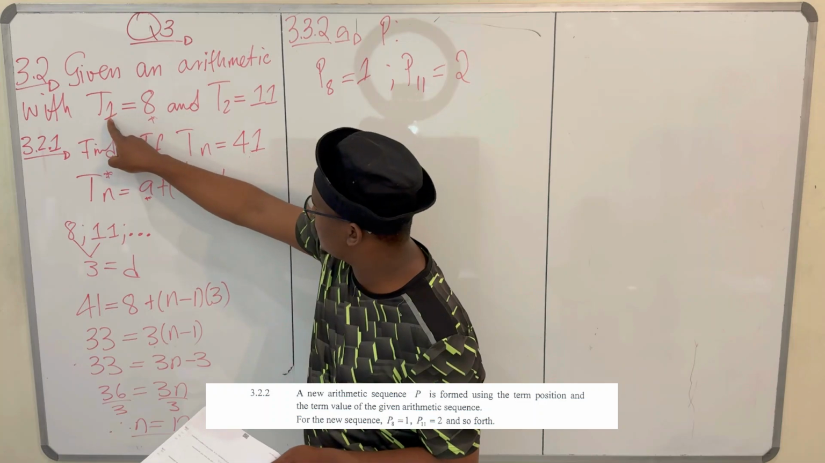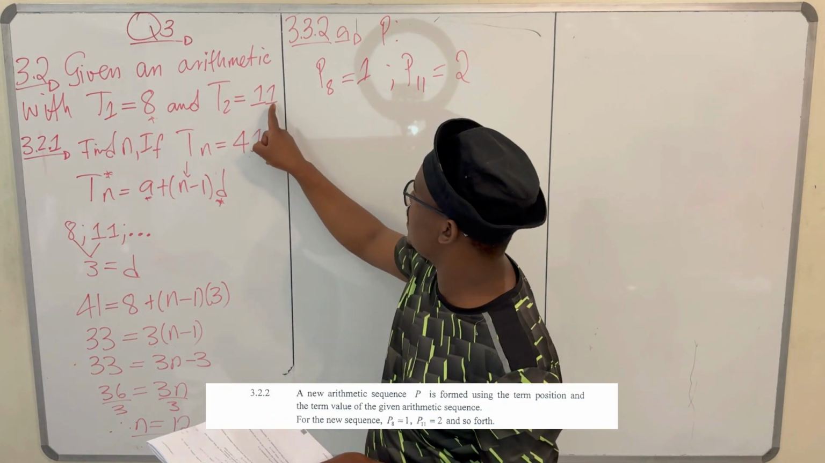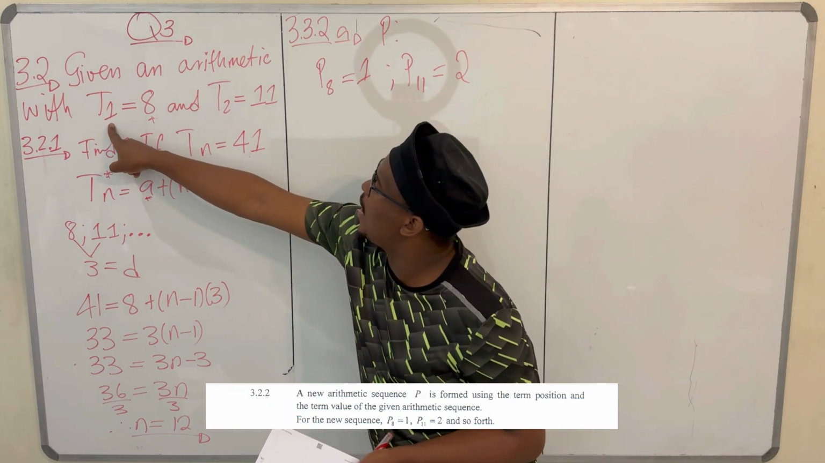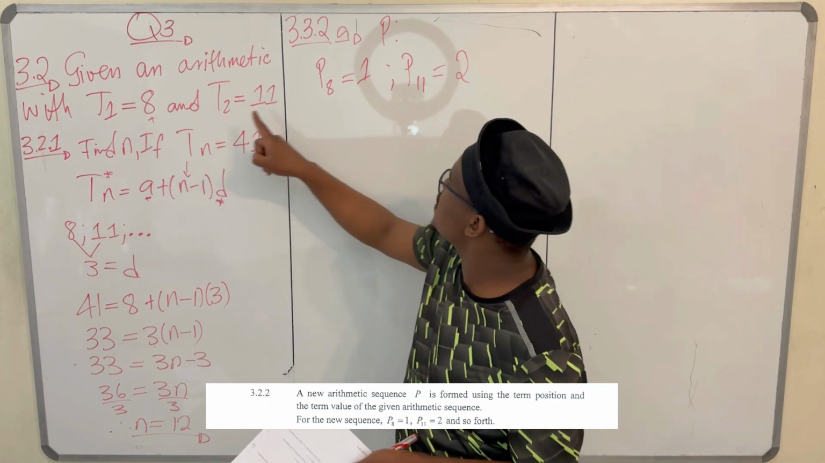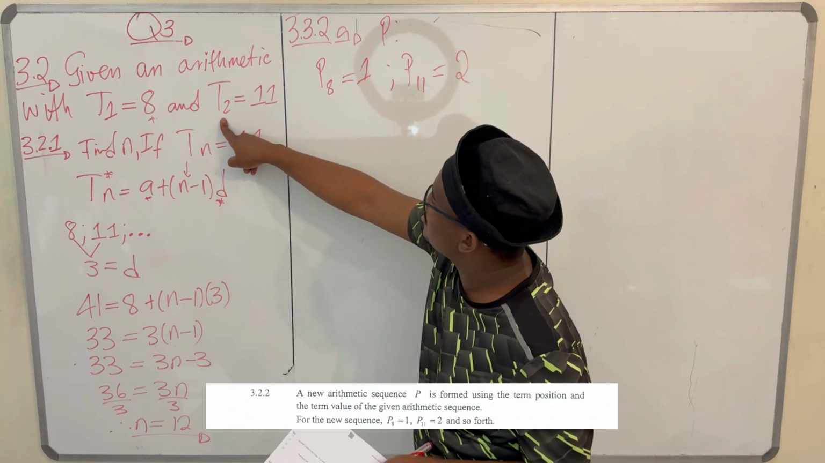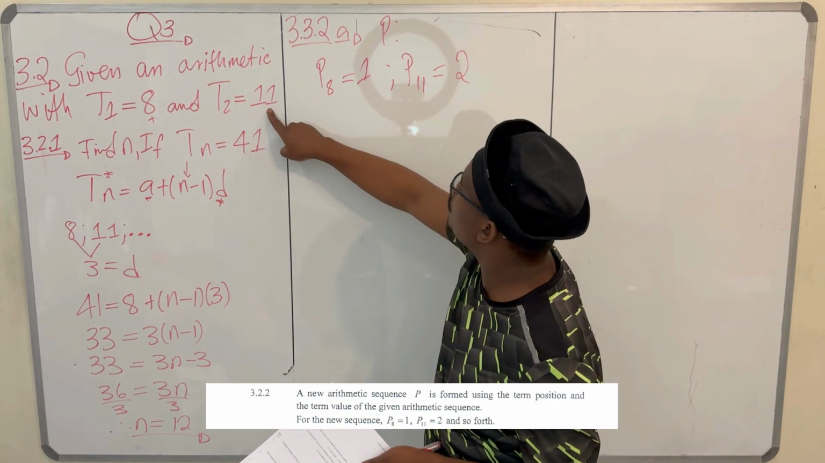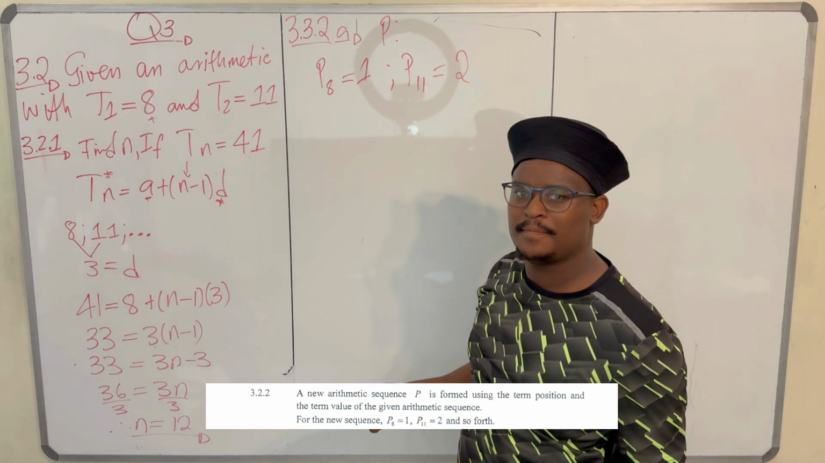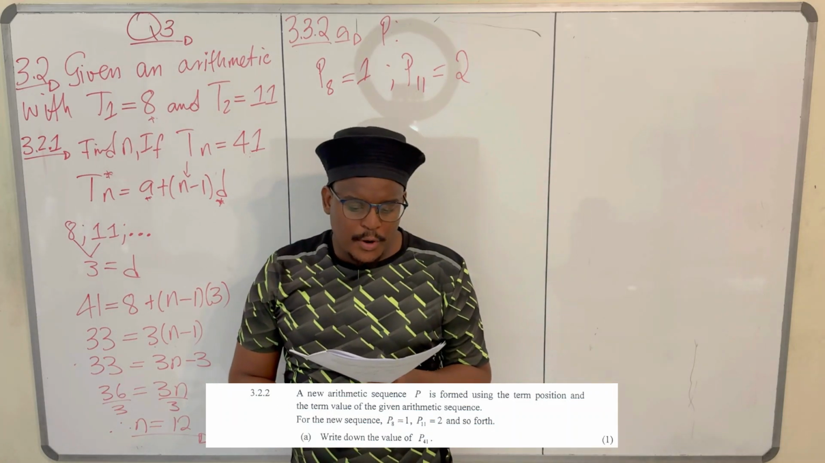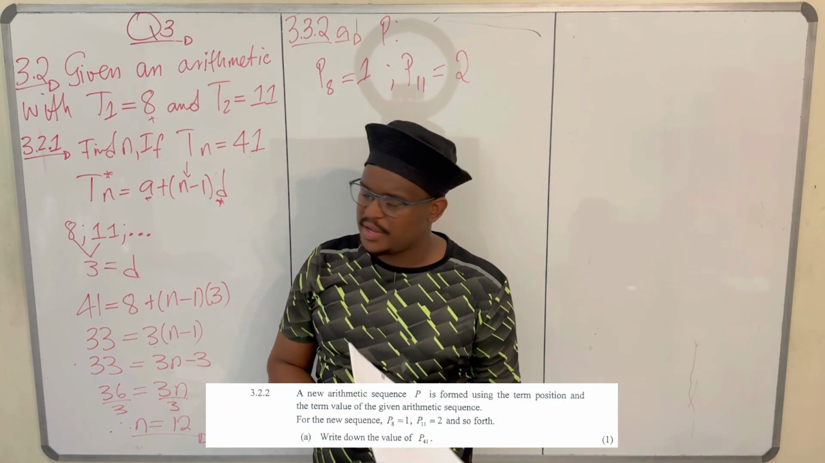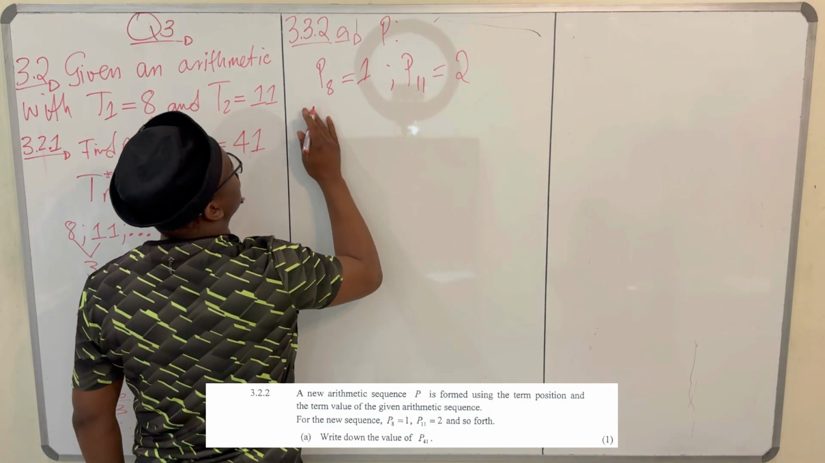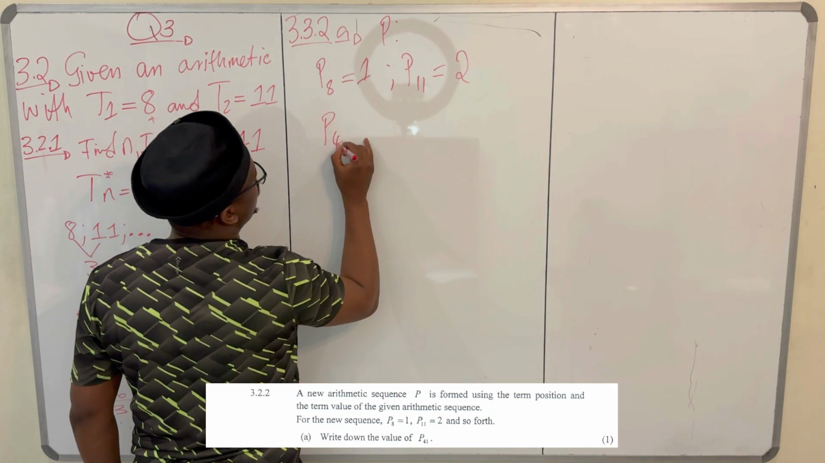This one sits here and this one sits there. So for P of 8, you had T1 to be 8, so here the 8th term will be 1. You had T2 to be 11, which means the 11th term would be 2. They have switched these things around. No problem. At 3.2.28, they're saying write down the value of P41. So they want us to find P41.